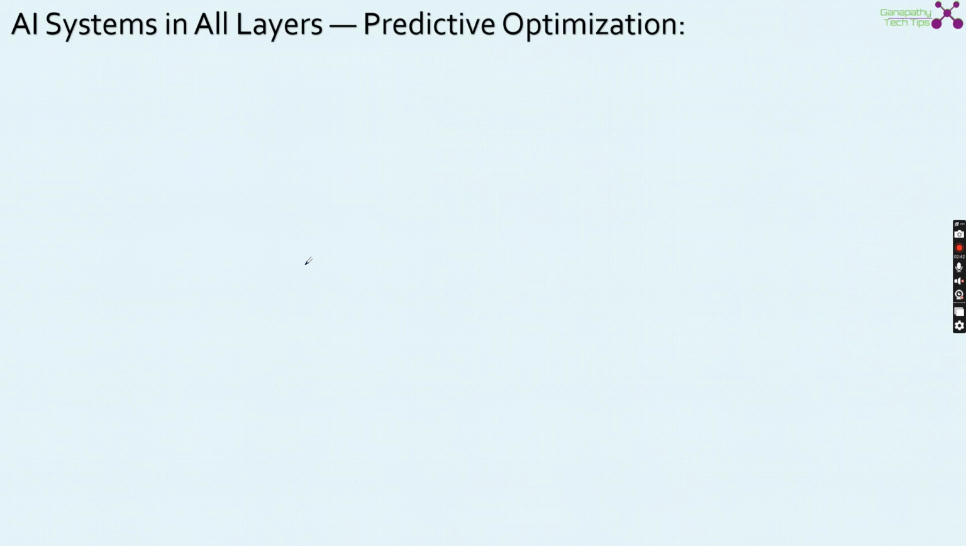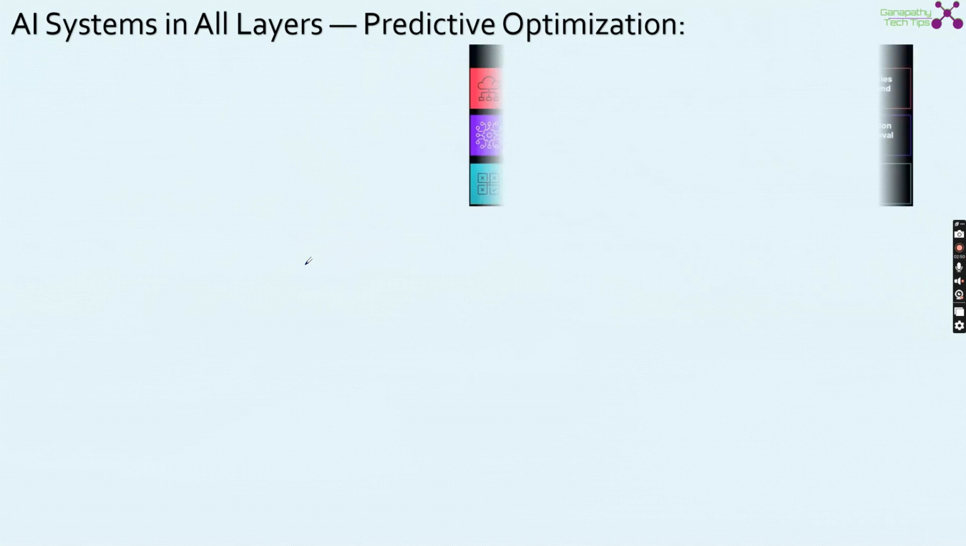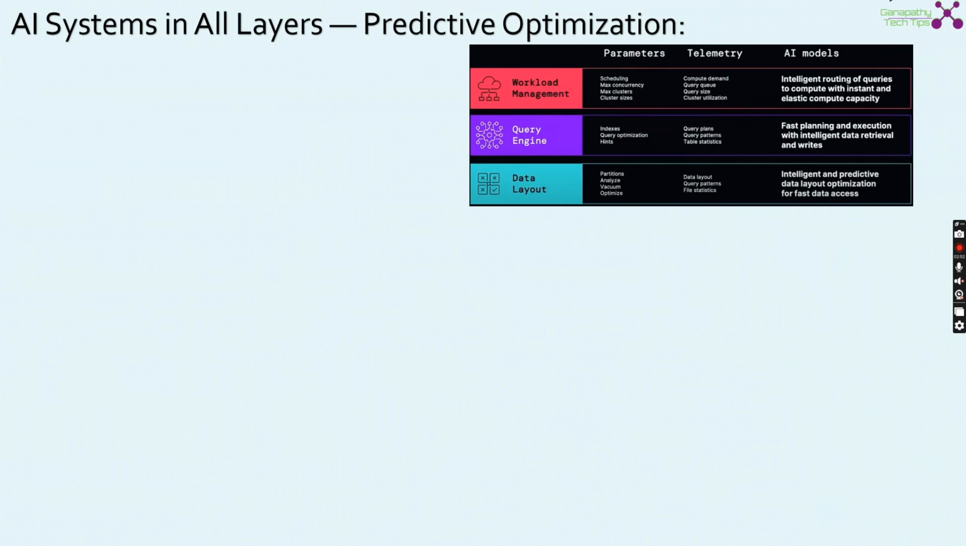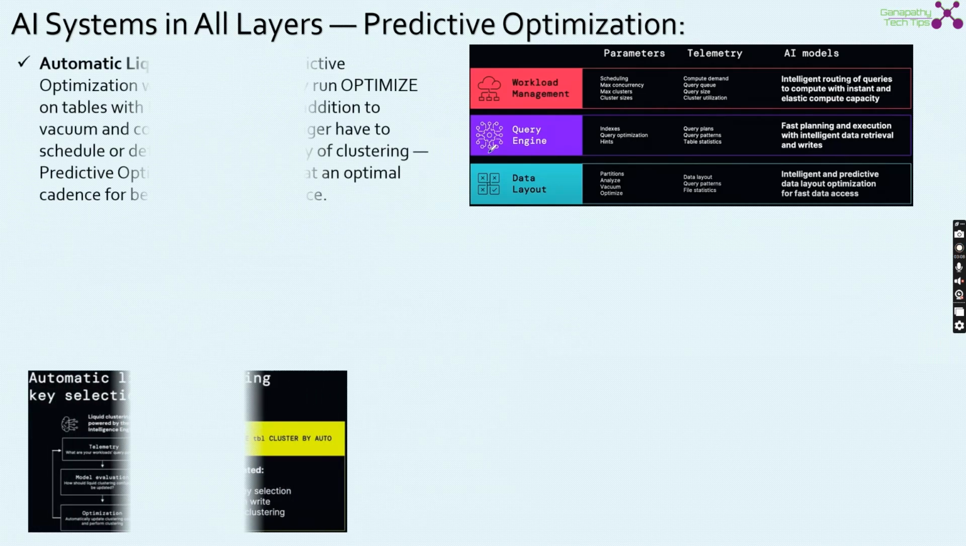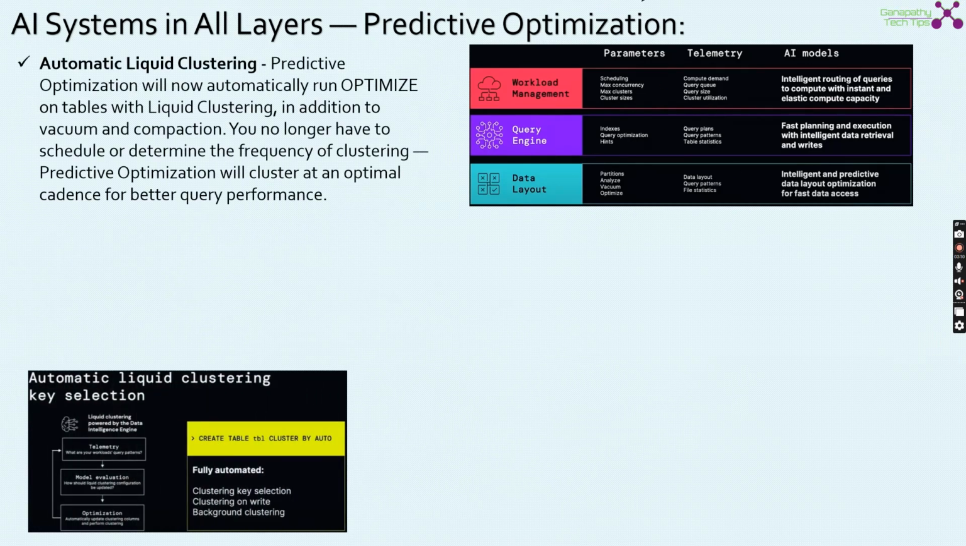Another important thing is Databricks is trying to implement the AI system across all layers within Databricks. Typically on predictive optimization, this picture is very important. If you see on the data layout how they are implementing the AI systems, on the query engine how they are implementing the AI systems, on the workload management how they are implementing predictive maintenance or predictive optimization using the AI systems. So what are all the features?